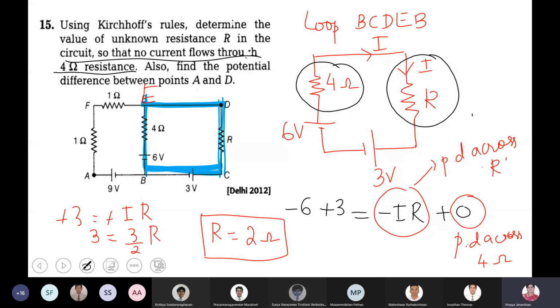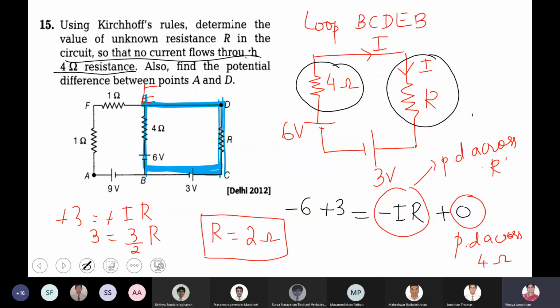Boys, my I into R is the potential difference across R. 0 is the potential difference across 4 ohm resistance. Correct? Is that fine, boys? Okay, next.